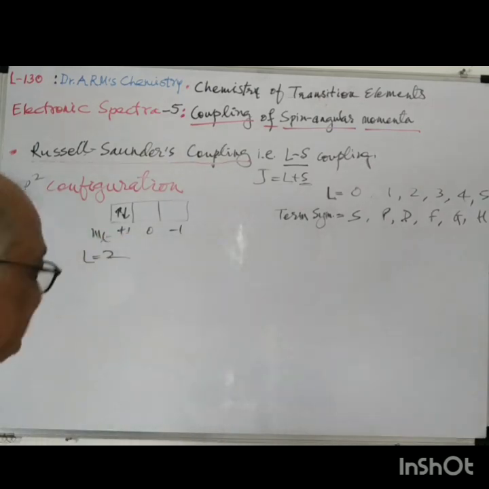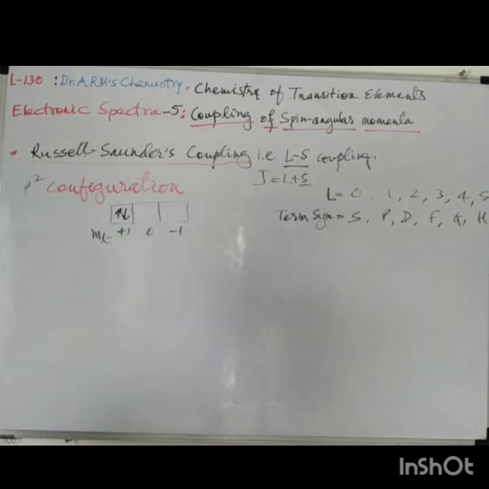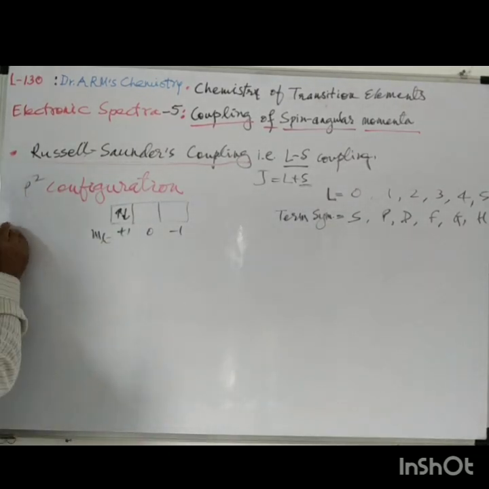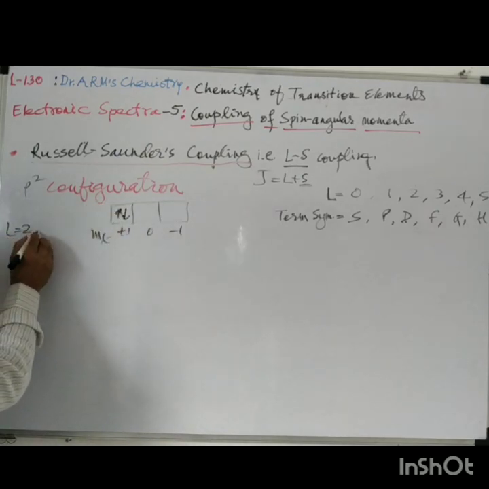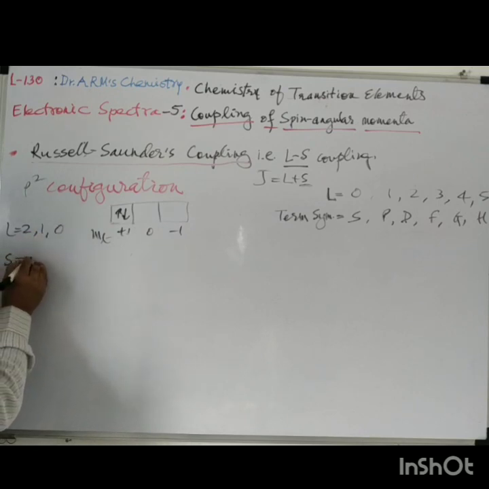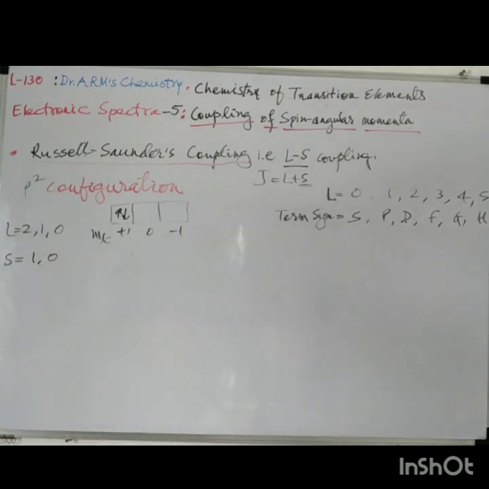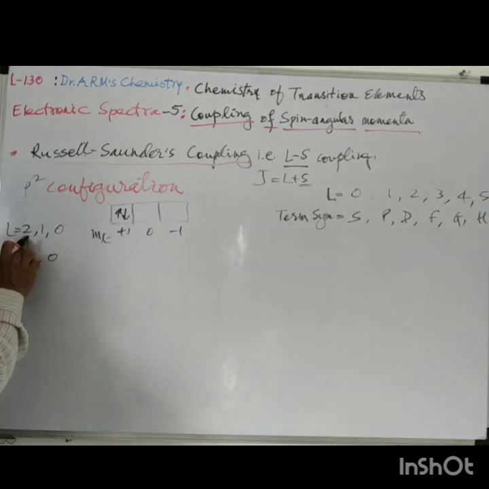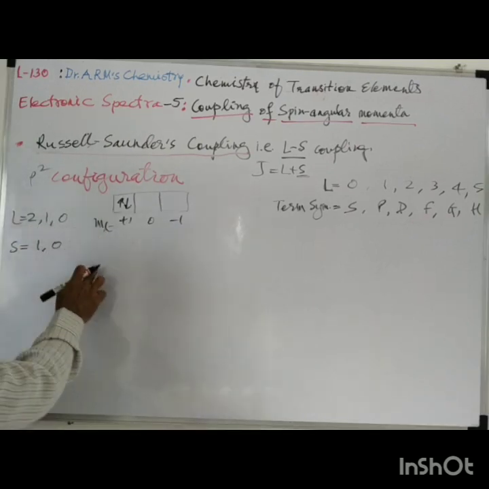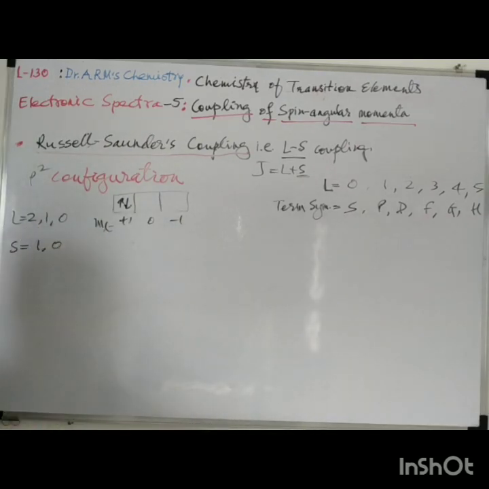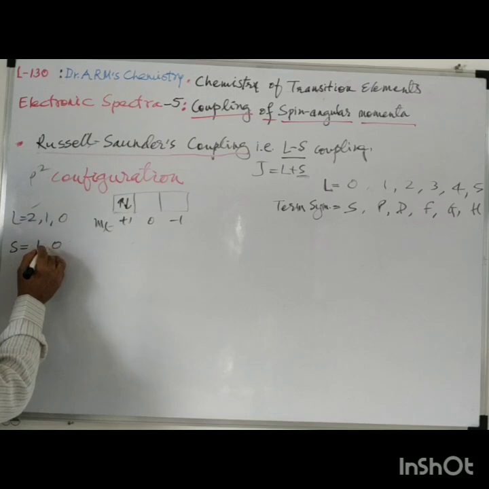So for each combination, we have possibilities of arrangement. That is, LS coupling is from 2, for each value of L, 1 and 2, for S value 1 and 2. So we have a variety of combinations. We have seen the first type of L equal to 2. Now we will see the second type of combination. So we have completed this combination.